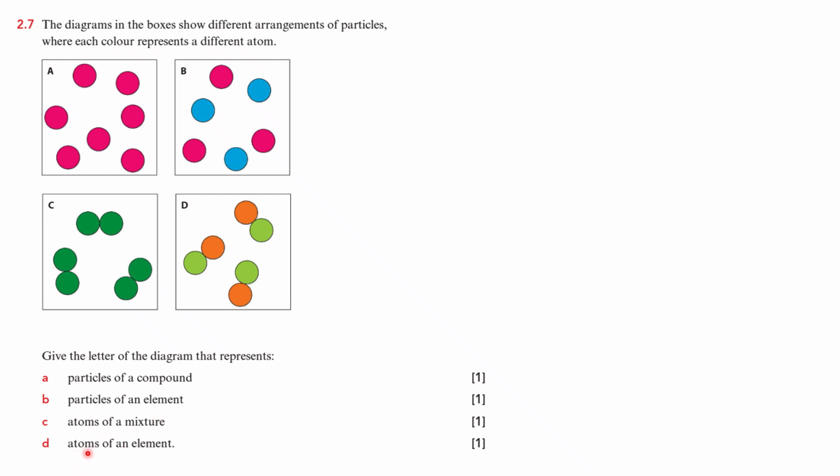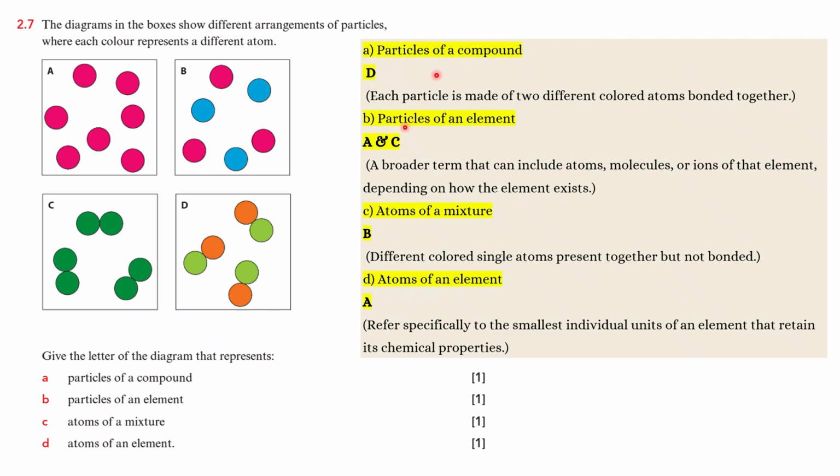Now the next is atoms of an element. Here they are specifying atoms, so you cannot take the molecule where the same types of atoms are bonded together. That is incorrect because they're talking about atoms. So we will select A as the correct option. You can refer to this, and you can even revisit the video where I have explained the whole concept in detail.